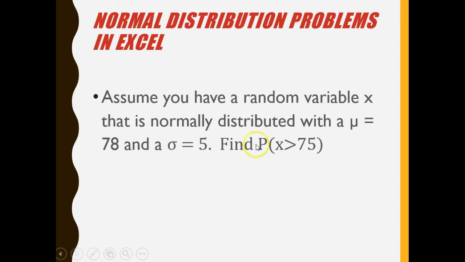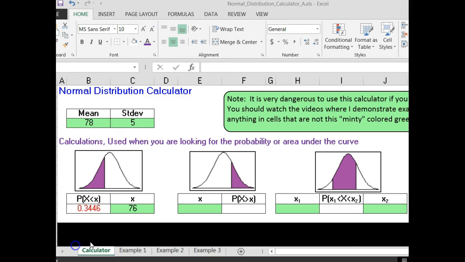Same situation, a mean of 78 and a standard deviation of 5. Find the probability that X is greater than 75. We're going to bring out the magic calculator. The probability that it's greater than 75 means the probability is to the right, greater than 75. I put a 75 in here, hit enter. 0.7257. Nailed it.